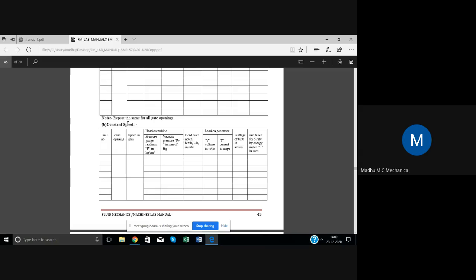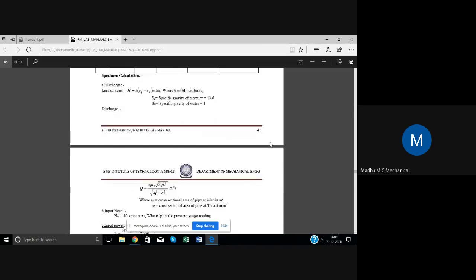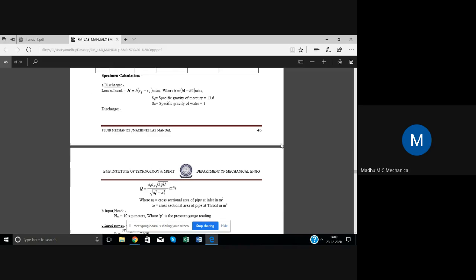Similarly, constant speed: same, repeat, same tabular column. Keep the speed constant, and for 2 different openings, quarter and half, take all the readings and do the calculation. Now, coming to the calculation, put everything in the calculated tabular column. Loss of head H is equal to H into (SG minus SW). The formula is the same.